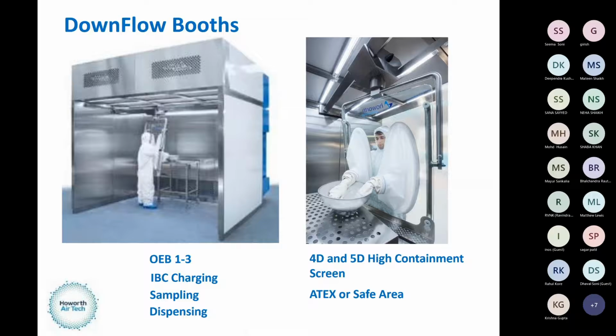But on the right-hand side there, we now can include high containment screens. So as you can see there, the operator will work behind the screen and carry out the various processes. This will then give us another level of containment, so we can potentially move that to an OEB 4 application, but we have to think about what the process involves. We also supply these booths what we call screen ready. So in the future, you can bring in a high containment screen if you then move into more high containment operations.